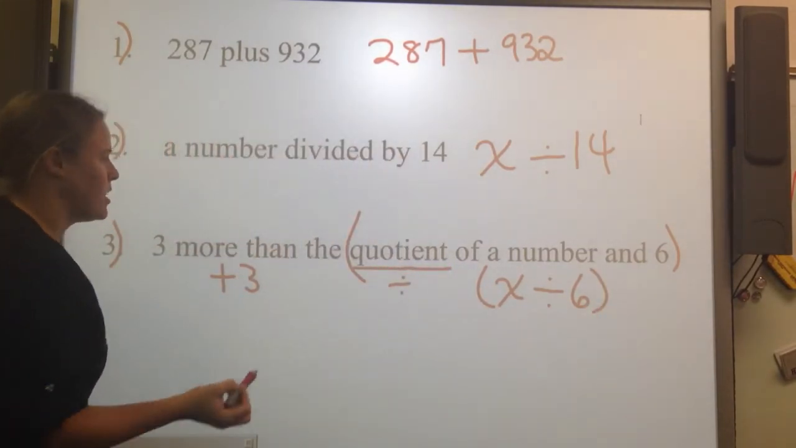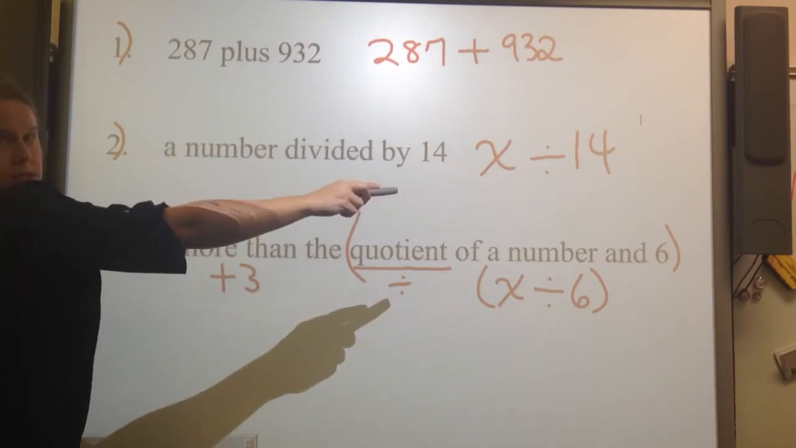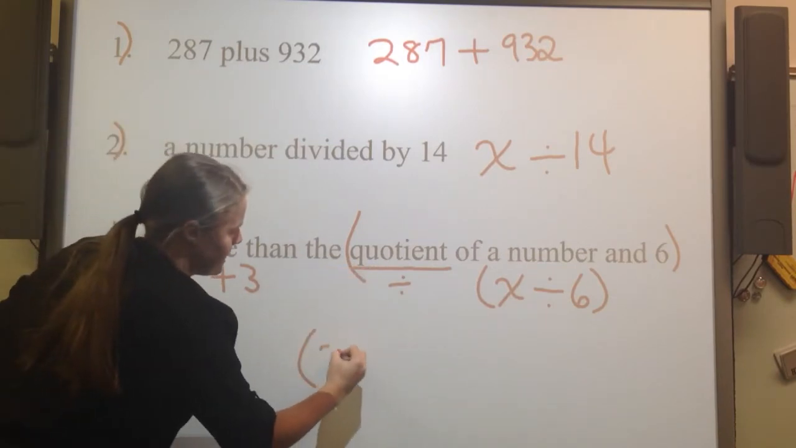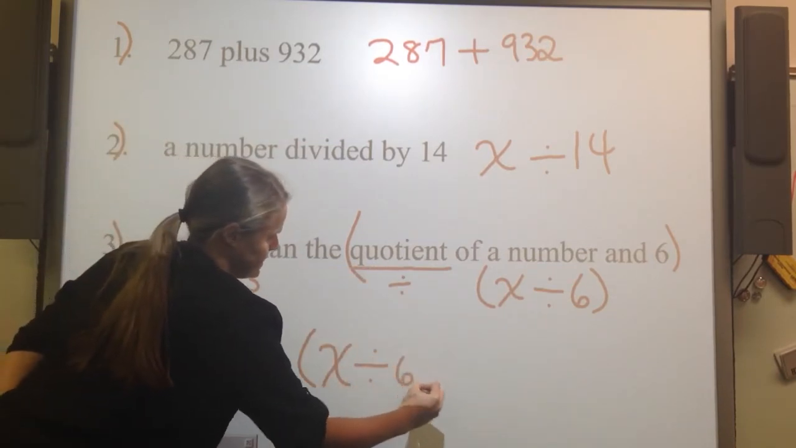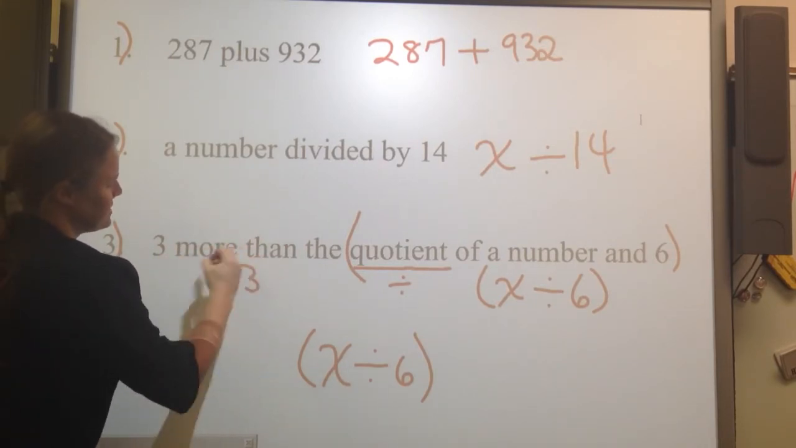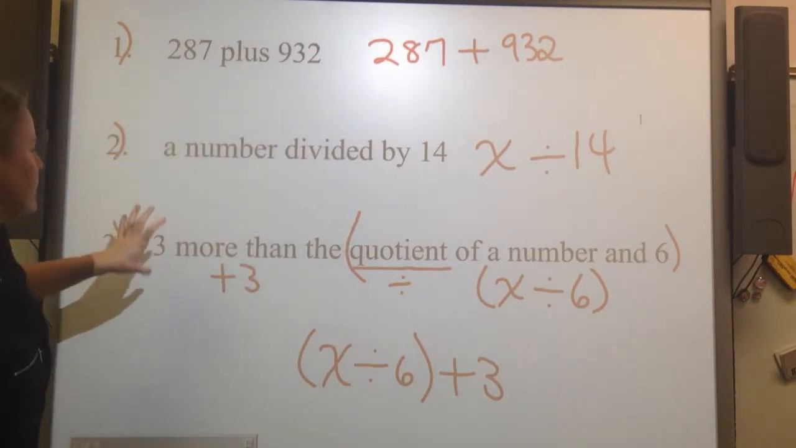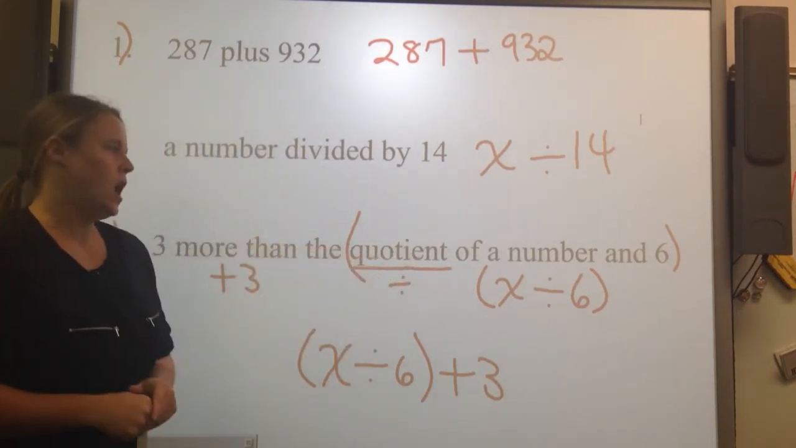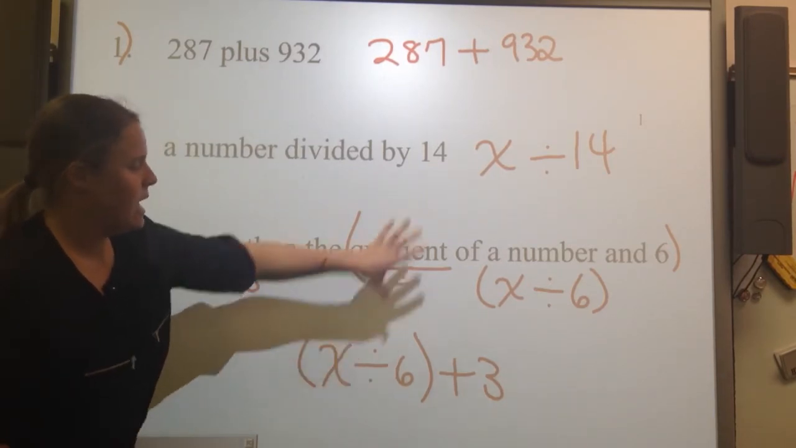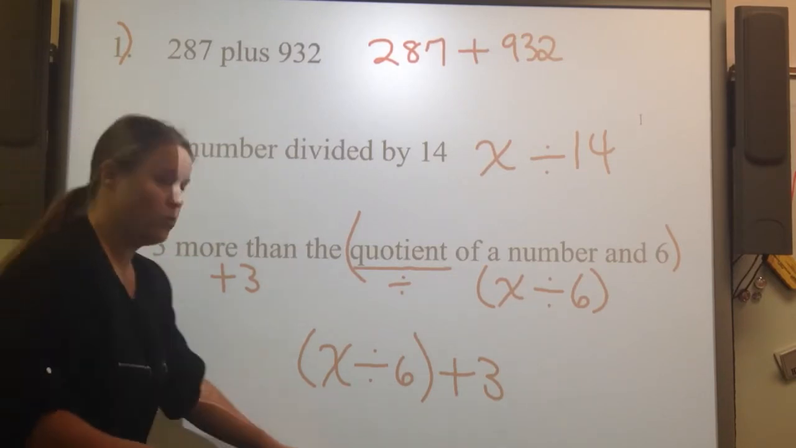Now the tricky part comes where it says 3 more than this. Well, this already exists. So we're going to write x divided by 6 and 3 more than that. So that's where this plus 3 is going to move to. So our final answer for 3 more than the quotient of a number and 6, so a number divided by 6 and 3 more, is how this is translated. Again, we'll take care of the notes in a second.